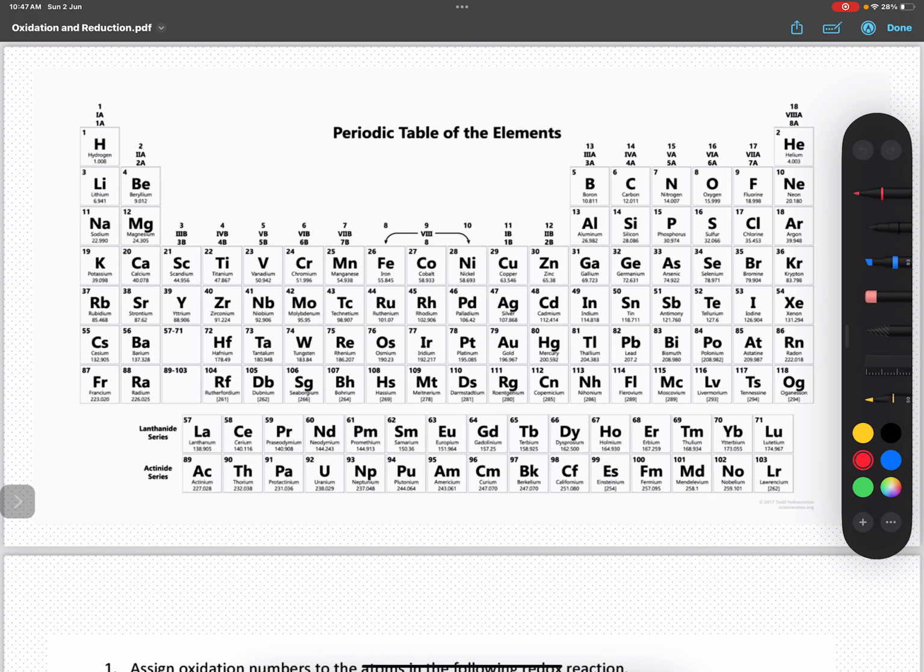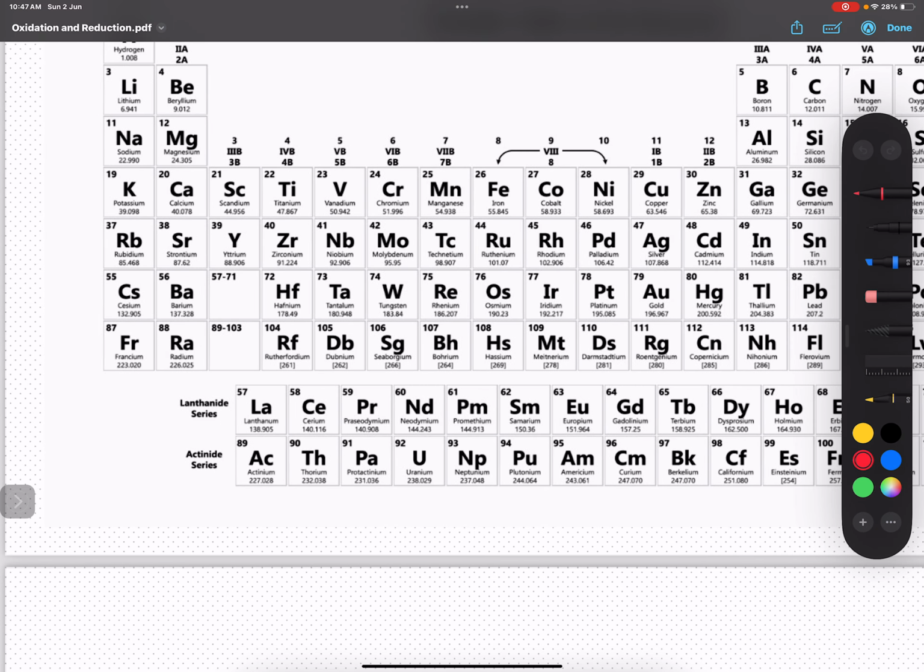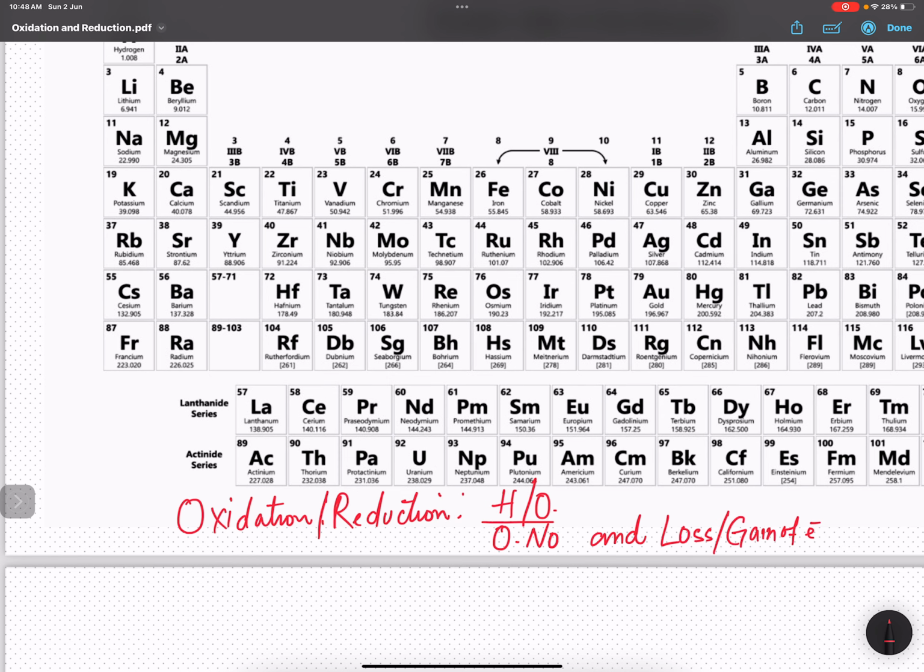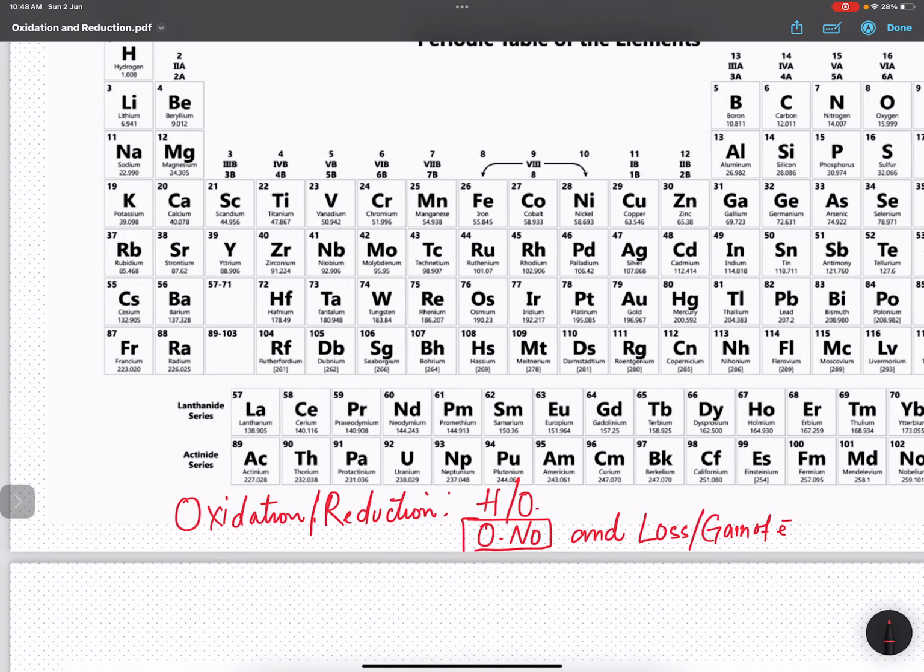This is a review about 7.1 oxidation and reduction. So that was before that. Oxidation and reduction can be defined in terms of gain or loss of hydrogen and oxygen, in terms of change in oxidation number, and in terms of loss or gain of electrons. So I'll be focusing on oxidation number right now.